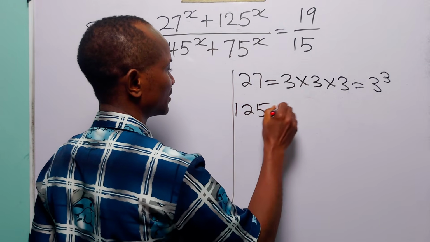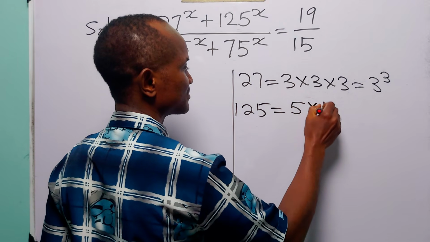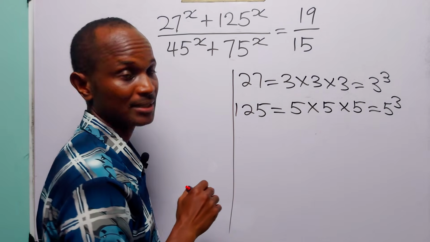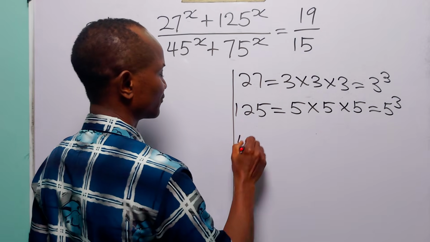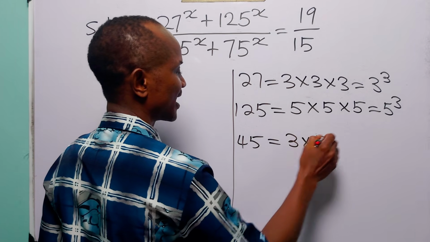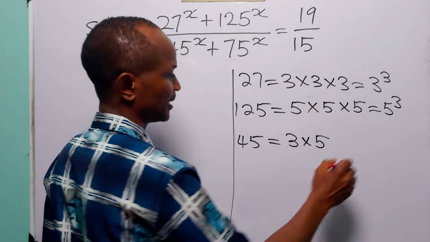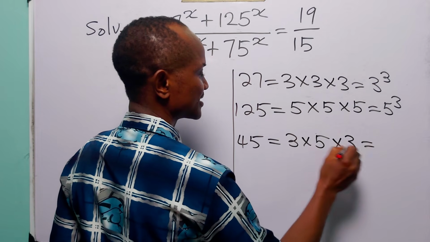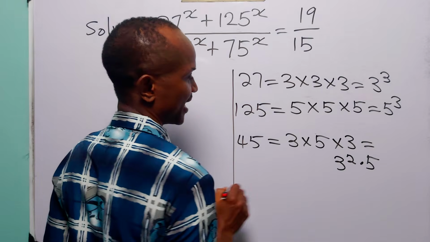125 is 5 times 5 times 5. That is 5 to the power 3. 45 is 3 times 5, that is 15, times 3. So here we have 3 squared times 5.